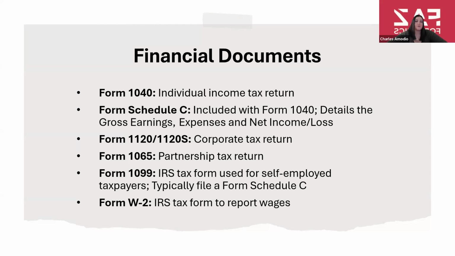And then sometimes we'll also receive a Form W-2, which is the IRS tax form to report wages. Just to note, FAZ does not handle claims where the insured or the claimant receives wages. Typically, those are handled in-house with the insurance company, just because all of the information is typically outlined on the W-2 in regards to their earnings, any taxes or expenses they have. So it's a little bit easier to calculate, but we will receive those sometimes if the insured or the claimant has multiple jobs.